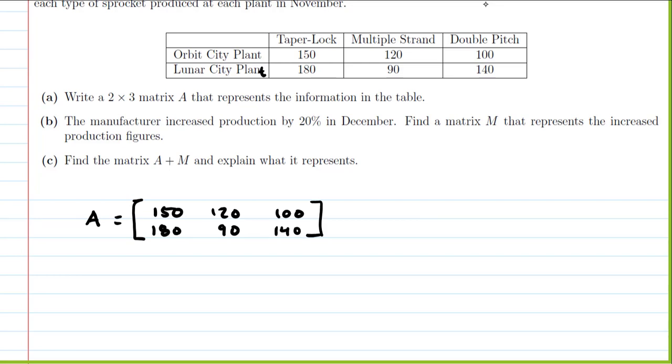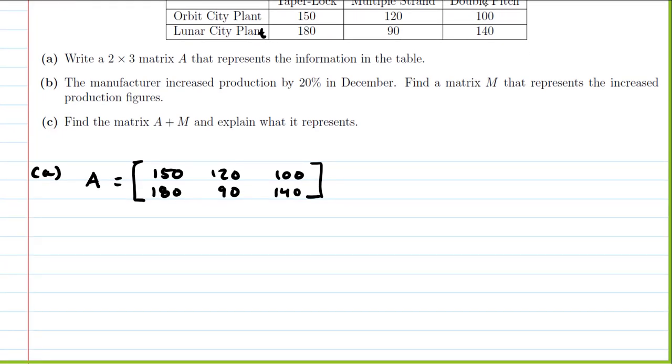So B says the manufacturer increases production in December by 20%. Find a matrix M that represents the increased production figures. If we increased our production by 20%, that means we're going to make all of the things we made before plus 20% more. So it's 100% plus 20%, that is 120%. What is 120% as a decimal? 1.2. So this is our 20% increase.